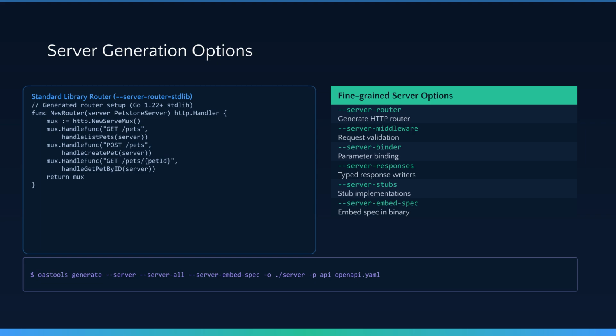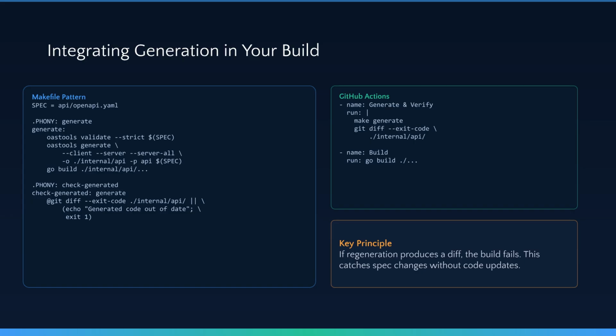Server generation options. The server generation has fine-grained options, so you can pick exactly what you need. The router uses Go 1.22's enhanced ServeMux with method-based routing, so there's no third-party router dependency. The validation middleware wraps your handlers and validates every request against the spec using the HTTP validator. Invalid requests get a 400 response before your code runs. The binder extracts parameters from the validated request, giving you typed values. Response writers provide type-safe methods for each response code. And -server-embed-spec embeds the YAML/JSON spec into your binary using Go embed, which is useful for serving the spec from your API.